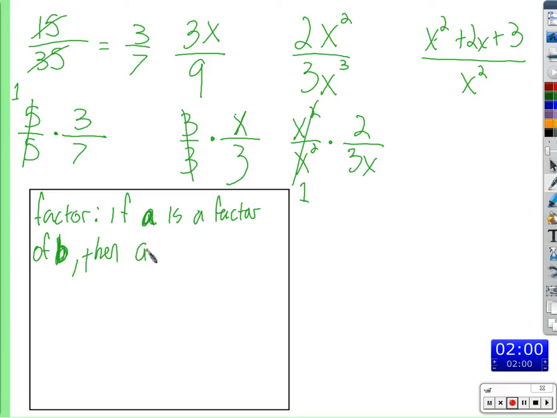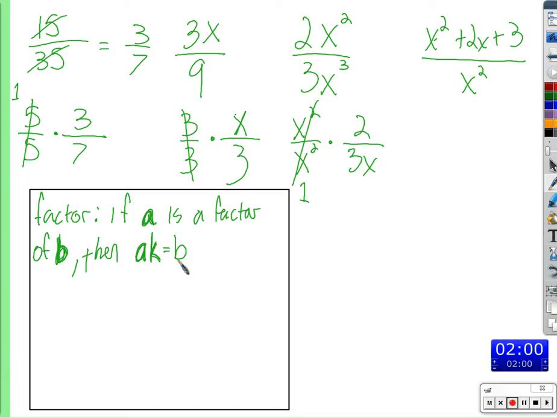A, and I'm just going to bring something in out of nowhere. K. A times K. K, L, Z, it doesn't matter. K is a common letter to use in this kind of instance, when I just need some other number. Well, what would A times K be equal to if A is a factor of B? B.